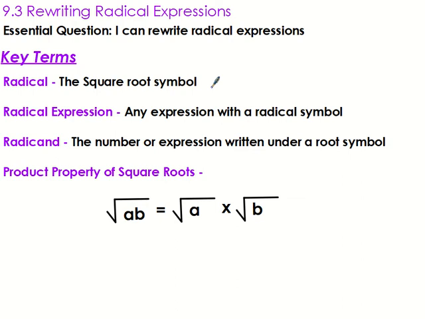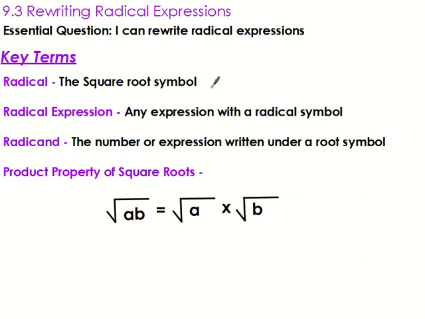So a radical expression is any expression that has a radical symbol in it. So if it has a radical at all, it's considered a radical expression. The radicand is the number or expression written under a root symbol. Okay, so you've heard of dividend, things like that. So it's kind of similar to that. The dividend is the number that has been divided, or is divided by the divisor. So the radicand is the number that's being rooted, right? It's the thing that's being rooted, whatever's under the square root or the root symbol.